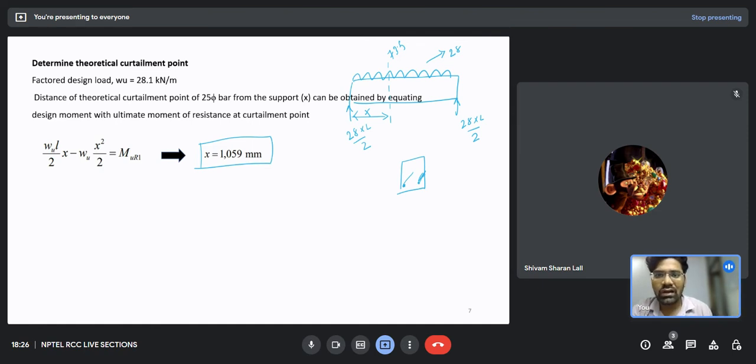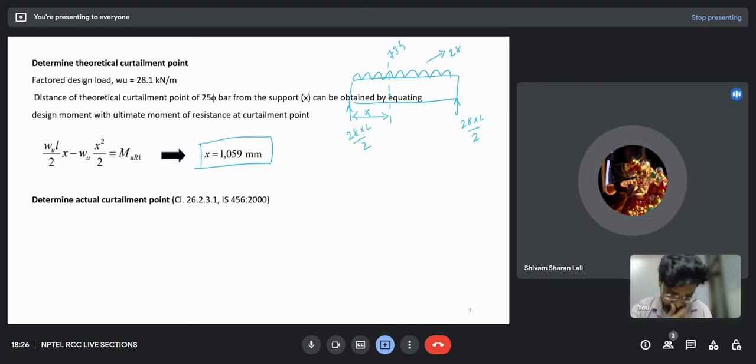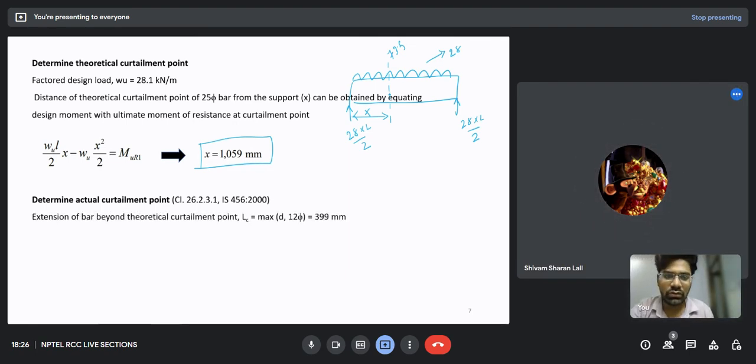So the theoretical cutoff point we have already found. Now what I need to find is the actual cutoff point. I cannot cut the bar at this point because there are some restrictions, which we have already seen. So let's now look at the actual cutoff point. How can we find it? Just adding the D or 12 phi, whichever is greater. Yes, exactly. So D or 12 phi, it is coming out to be 399.